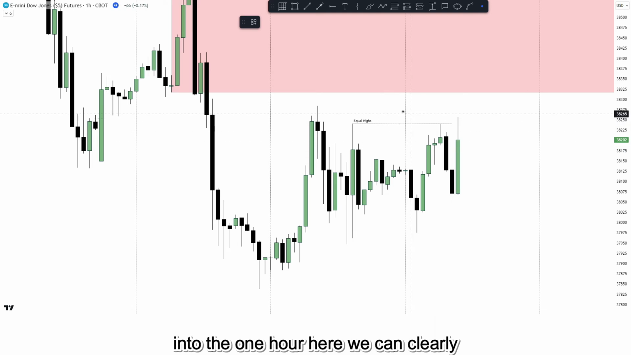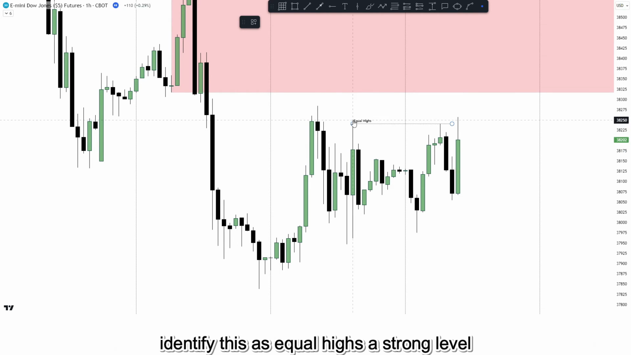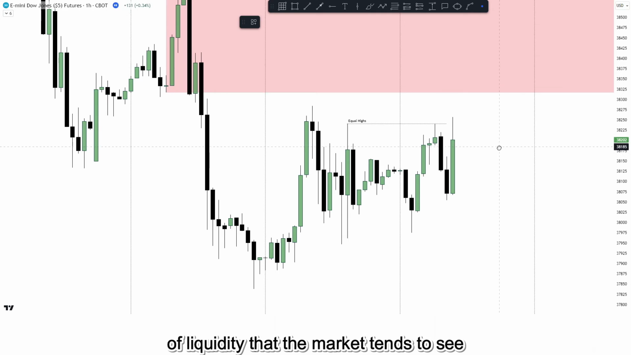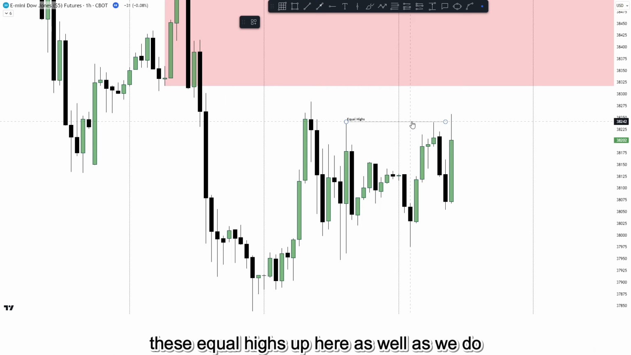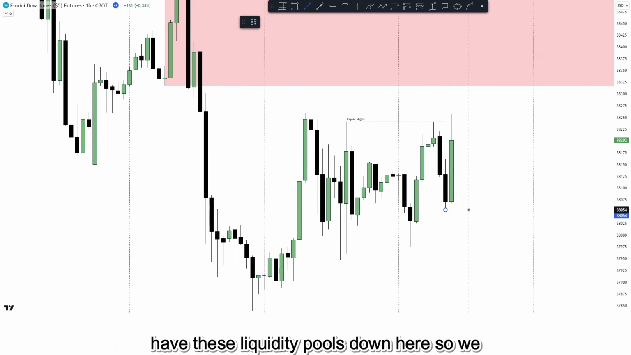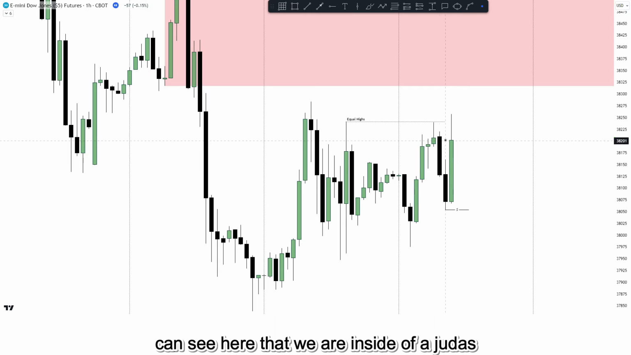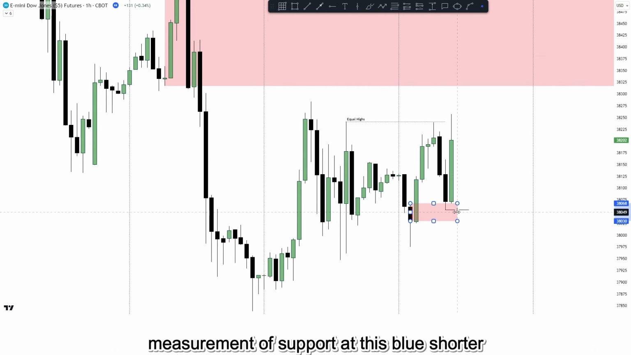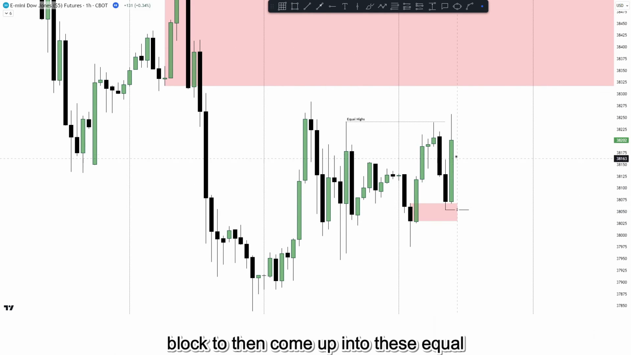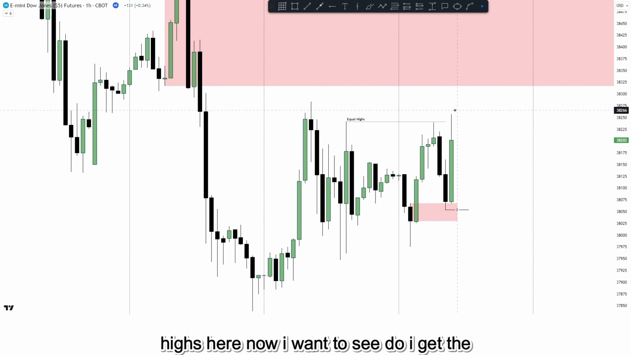So coming down into the 1 hour here, we can clearly identify this as equal highs, a strong level of liquidity that the market tends to see. So we can clearly identify that we have these equal highs up here, as well as we do have these liquidity pools down here. So we can see here that we are inside of a Judas swing. At 8:30, we came down into this bullish order block, found a measurement of support at this bullish order block to then come up into these equal highs here. Now I want to see, do I get the right candlestick confirmation at these equal highs, anticipating this to be a potential liquidity sweep to then see that continuation to the downside.